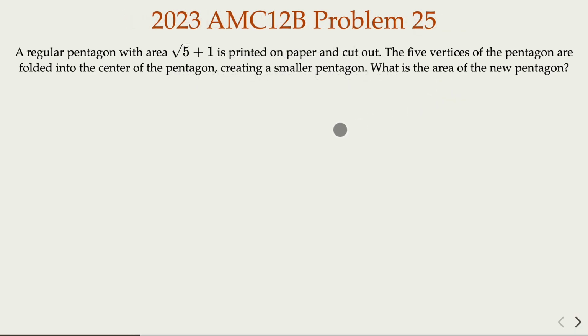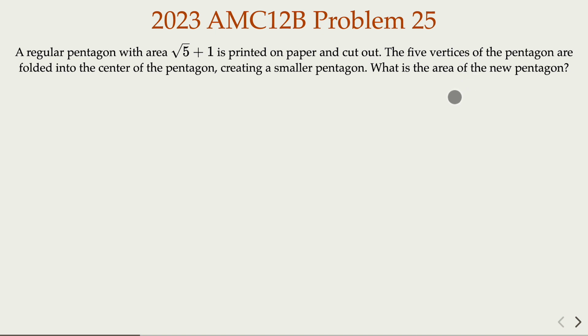And the question here is that a regular pentagon with a given area 1 plus square root of 5, if you print out and cut out and you try to fold each vertex into the center of the pentagon, you're going to form a new smaller pentagon. What is the area of the new pentagon? All right, so multiple choice.